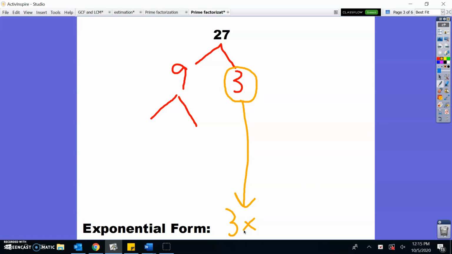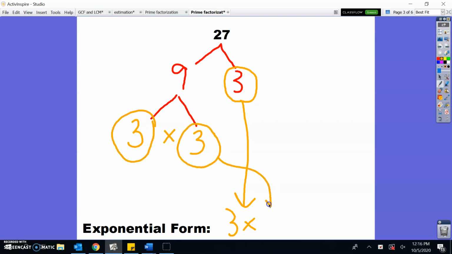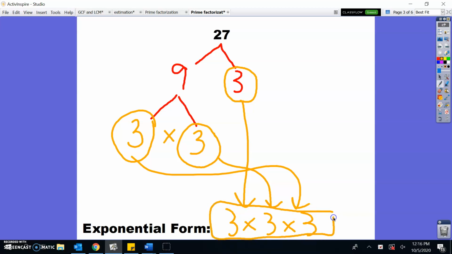And then I'm going to take the number 9, and I'm going to break that down into 3 times 3, because that's what multiplies together to get 9. 3 times 3 gets me 9. Can I break down the number 3 anymore? No. Those are both also prime numbers. So I'm going to circle those, and they also go in my exponential form. So my answer would be 3 times 3 times 3, written in exponential form.